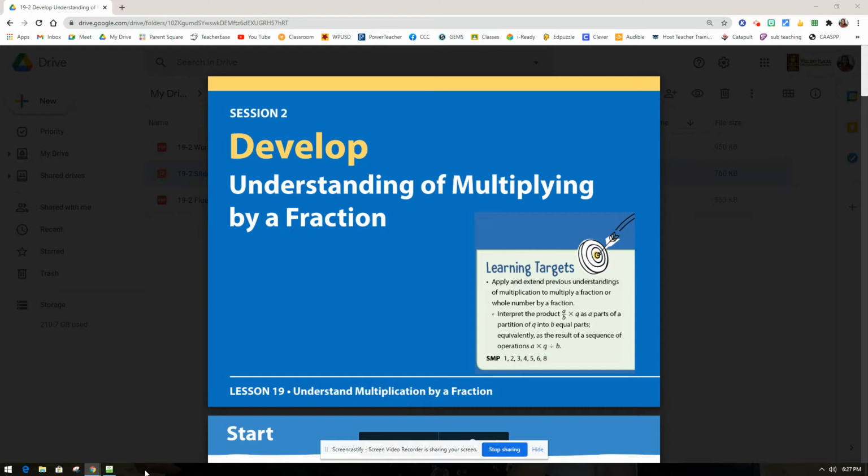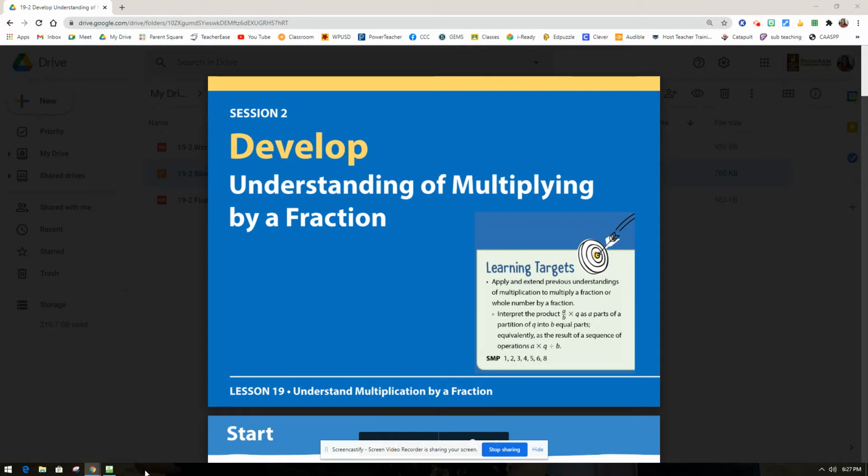And so yesterday we started out learning about how we multiply a fraction by another fraction. So how much is 1/4 of 1/2? How much is 3/4 of 1/2? And so that's what we did yesterday, and we're just going to continue that work today.